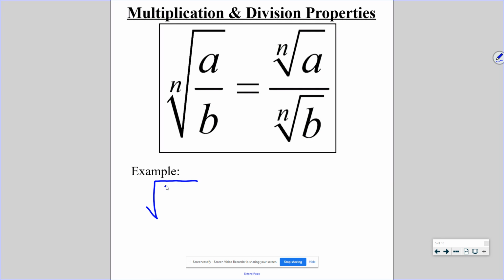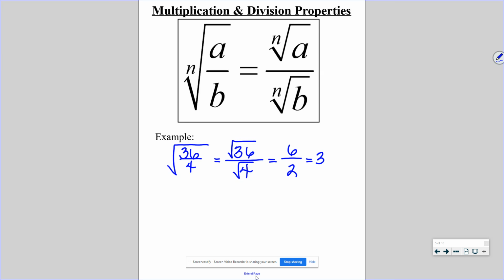So let's say I have a division problem inside of a radical like this. I am allowed to break it up and put that radical over top of the numerator and the denominator separately. And then you can simplify if possible. So square root of 36 is equal to 6. Square root of 4 is equal to 2, so this whole thing ends up equaling 3. I can also do the same thing in reverse.